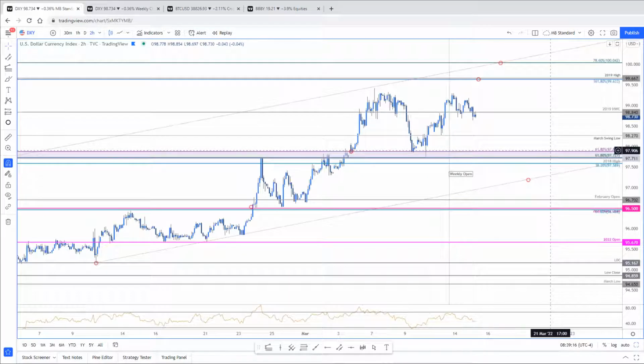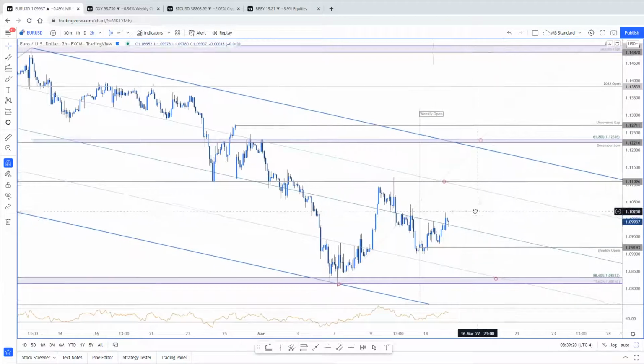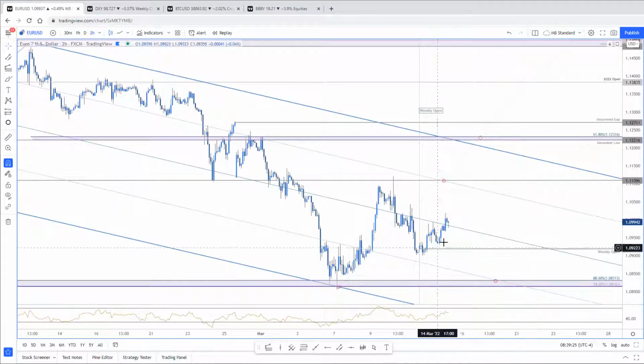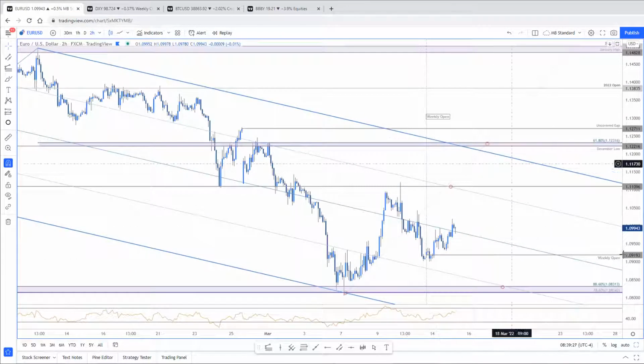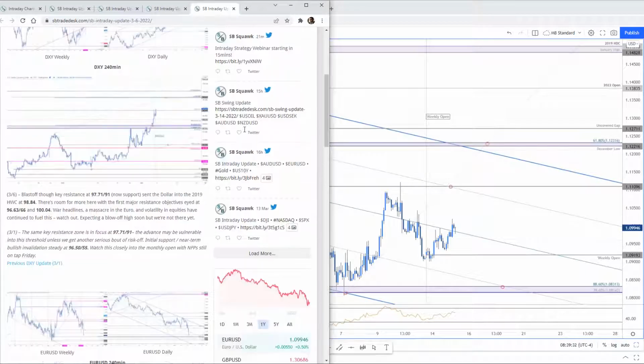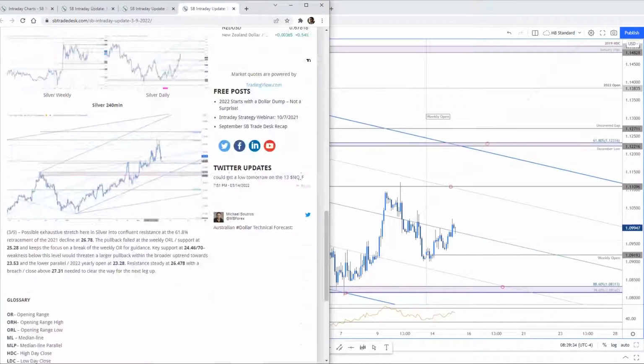Next up on tap, let's hit EUR/USD. I gave you guys an update on this last night. I didn't take anything on this. It was actually an opportunity yesterday to try to take a small long position, but I just missed it. Lots going on my end. But here's what it looks like on the update from last night.